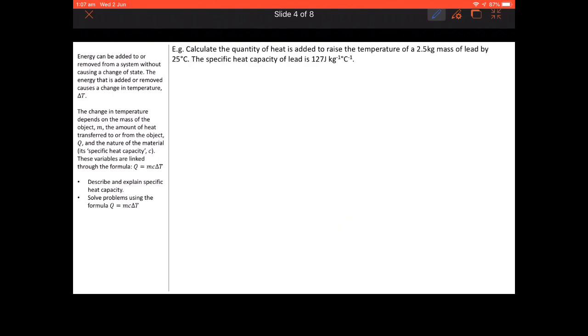For example, you might be asked to calculate the quantity of heat that is added to raise the temperature of a 2.5 kilo mass of lead by 25 degrees, given that the specific heat capacity of lead is 127 joules per kilo per degree Celsius. To do this, you just use that beautiful formula that was on the previous slide. So change in heat is equal to mass multiplied by the specific heat capacity multiplied by the change in temperature.